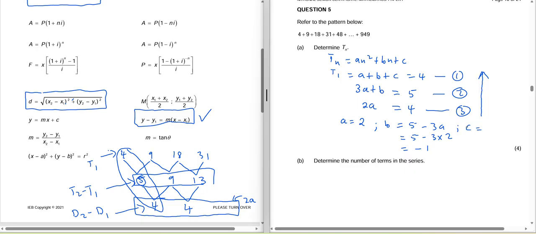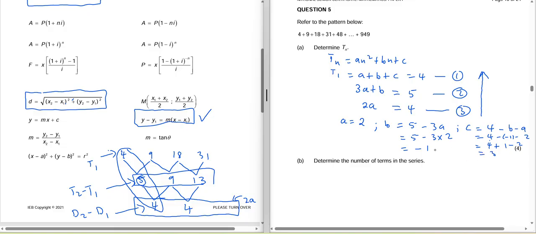And then c equals 4 minus b minus a. So that is 4 minus, b is minus 1, and then minus a, which is 2. So it is 4 plus 1 minus 2. 4 plus 1 is 5. 5 minus 2 is 3.